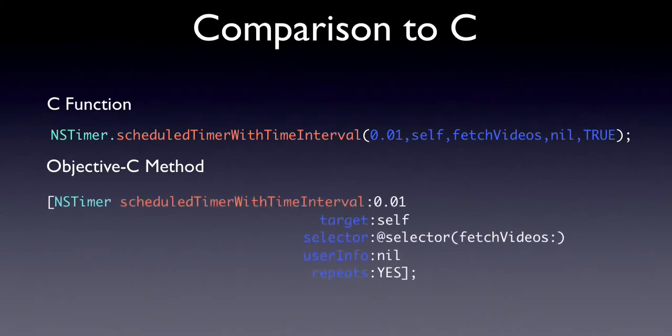Well, this is the Objective-C version of that. As you can see, we still have NS timer and we still have scheduled timer with time interval. However, the arguments for it actually have names. We have the target argument, the selector argument, the user info argument, and the repeats argument. There's a downside to this, which is it takes up more space, but the upside is you don't need to look in the documentation to be able to tell what those arguments are. It tells you right there.